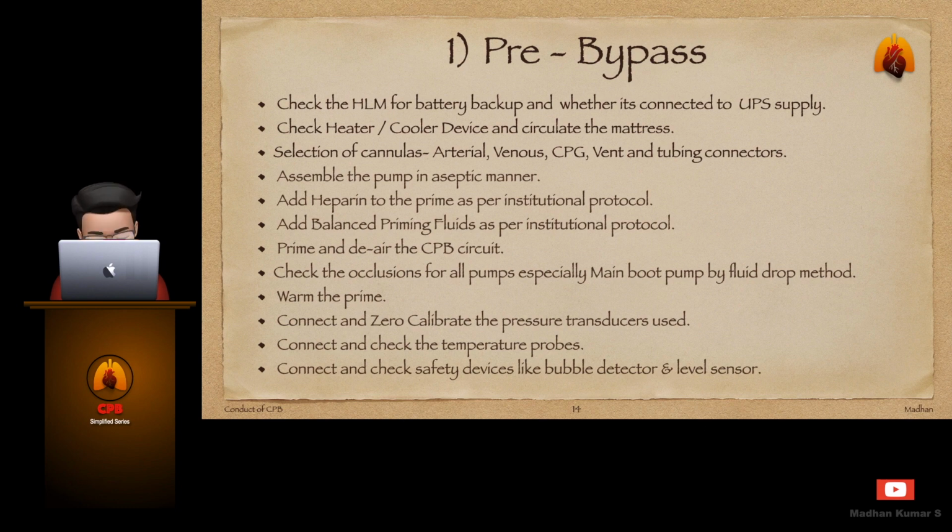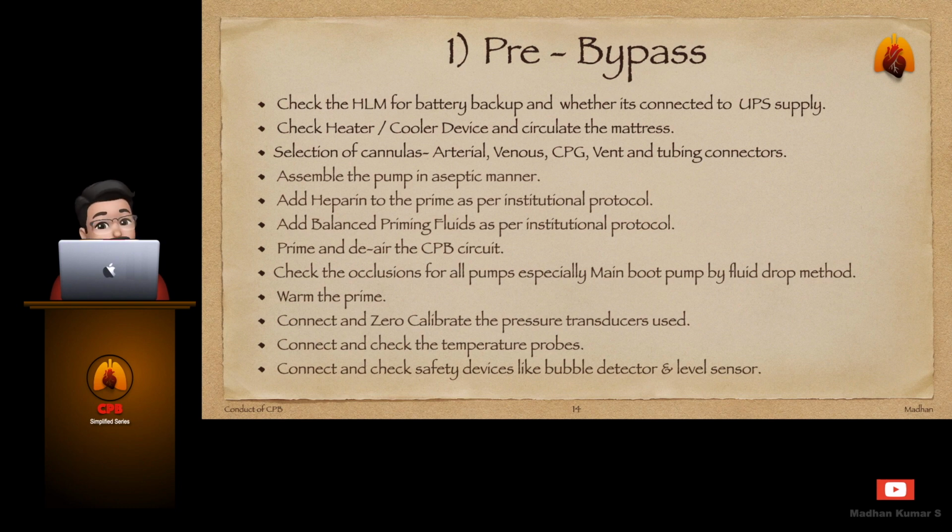Add heparin to the selected priming fluids, and before priming, make sure your vent cap is removed and your pressure relief valve is unobstructed. Now prime and de-air the CPB circuit. Check the occlusions for all the pumps as per your institutional protocol. Warm your priming fluids. Connect and zero calibrate the pressure transducer for both the arterial side and cardioplegia side.